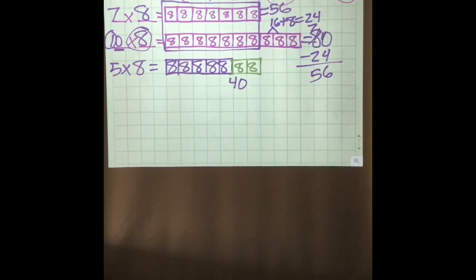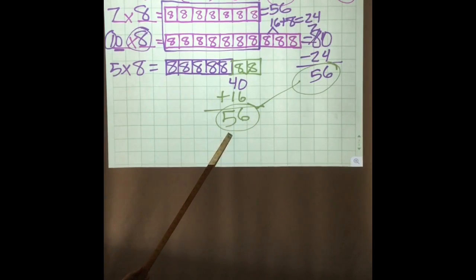So 8 plus 8 is what? 16. We could add those. So this would be 6, and this would be 5. So that would be 56. If you notice, we got the same answer as we did the other way, right?